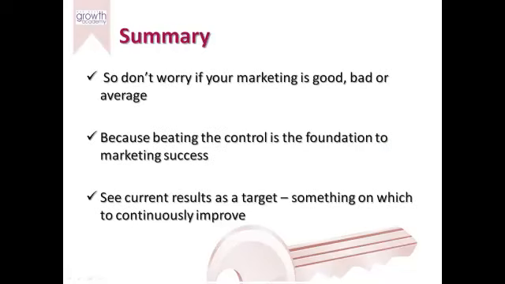So that brings us to the end of today's recording. So, as I said in the beginning, don't worry if your marketing is currently bad, good, or average. It doesn't really matter. What matters is beating the control. Remember I said that you have a control, the one that works, and you always try and beat it. So you see your current results as a target, something on which you continuously improve upon, and something which you continuously increase the return on investment and the effectiveness. So that's how 6 sort of fairly regular, fairly random Business Growth Club members could improve their marketing.